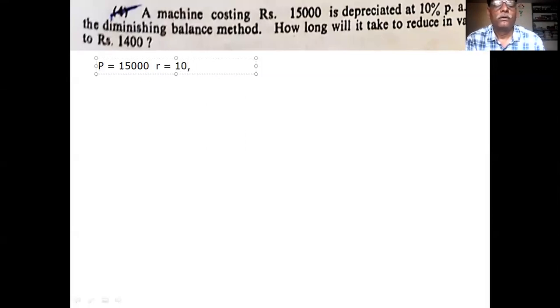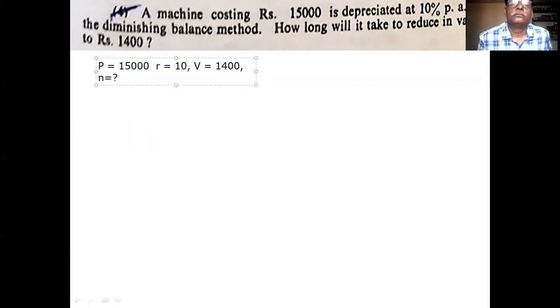Then the value after certain period is equal to 1,400. Then you calculate N. N is equal to question mark. You calculate the N value.